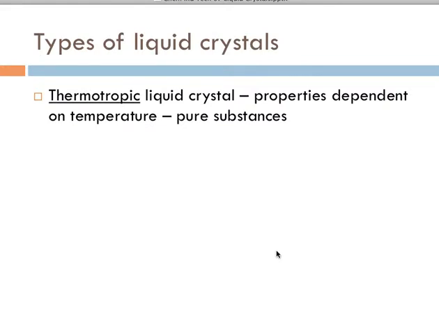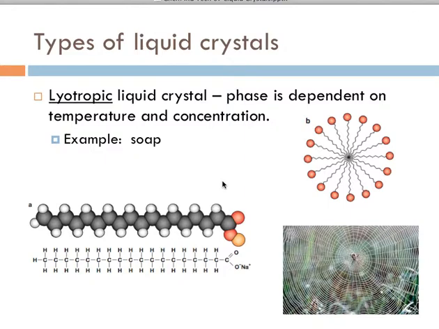Thermotropic liquid crystals are substances where this property is dependent only on temperature. These are pure substances. Let's contrast that to lyotropic, which is really a solution, and this phase is dependent on both the temperature and the concentration. Okay, so an example, we can have soap, the silk that's made from a spider. Those would both be examples of lyotropic liquid crystals.